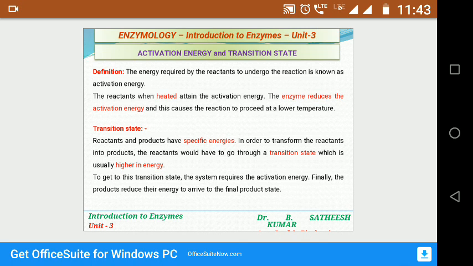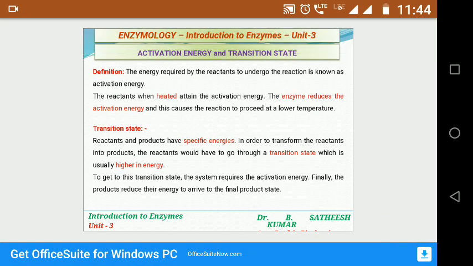Once the activation energy is reduced, the substrate is easily converted to the transition state, and then the transition state becomes a product. So in that way, the enzyme reduces the activation energy to proceed the reaction from substrate to product. That is why the enzymatic reaction is very fast. It requires less energy, and because of the active site, it is very specific.